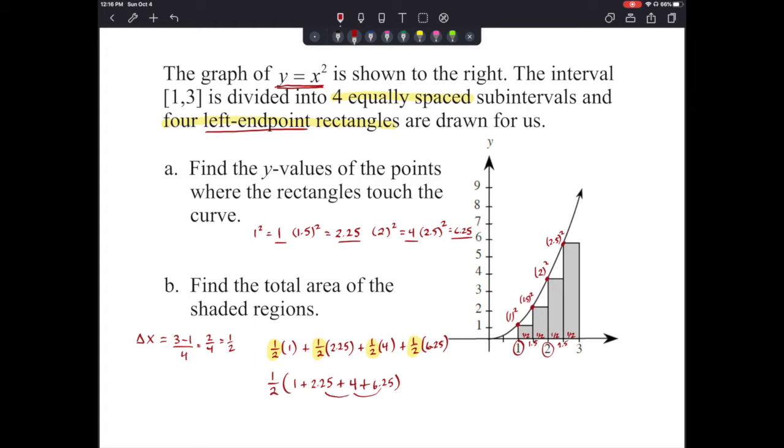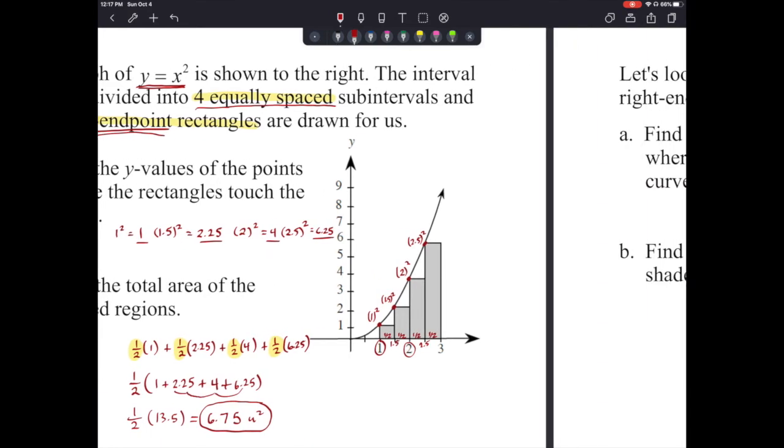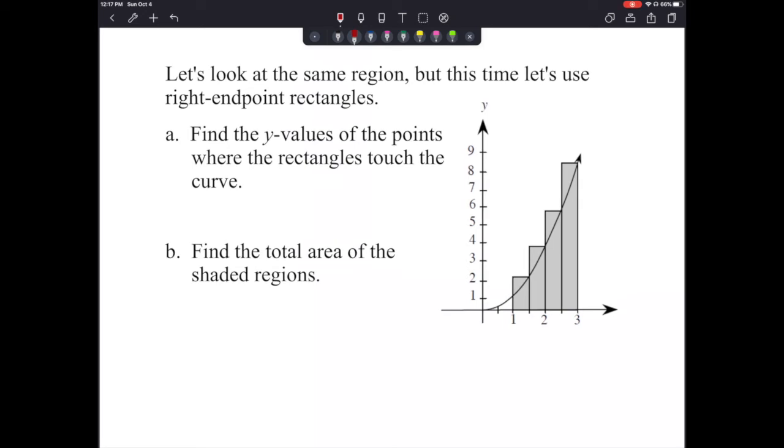That makes 13.5, times 1/2 should give you 6.75 square units. So that is the area under the curve using the system that they just gave us with 4 equally spaced subintervals and left endpoint rectangles. Let's look at what happens if we change that to right endpoint rectangles.